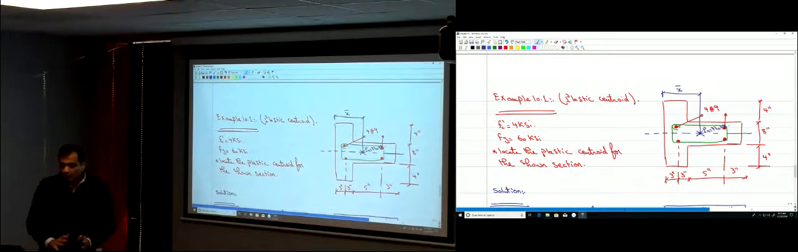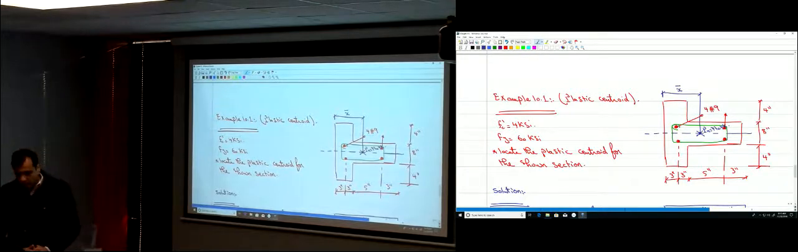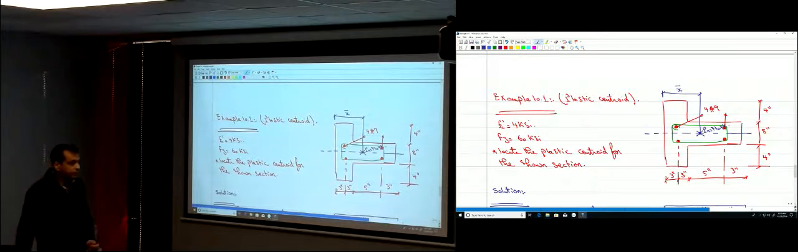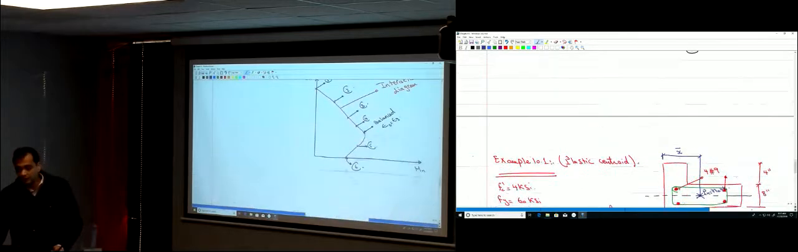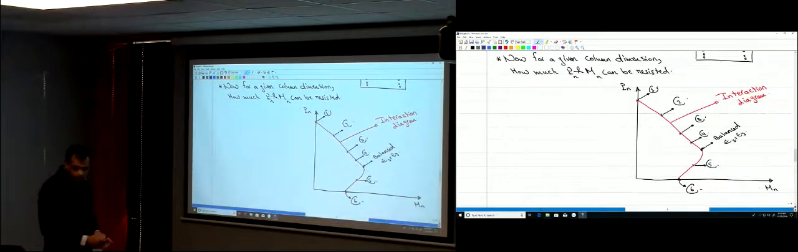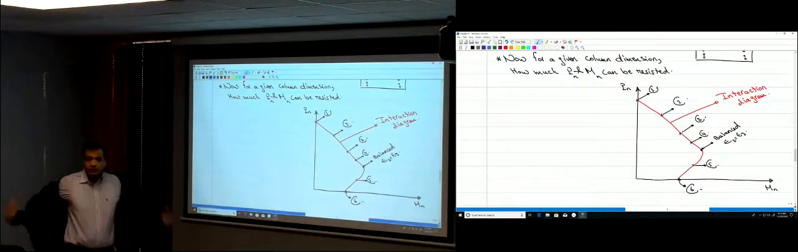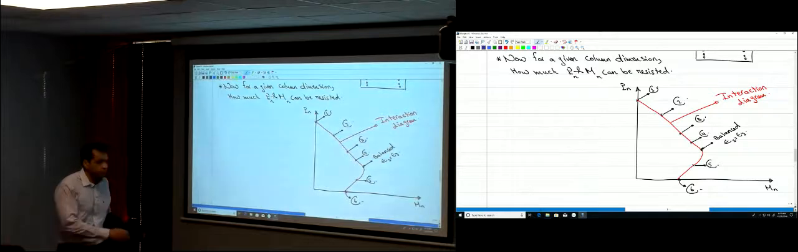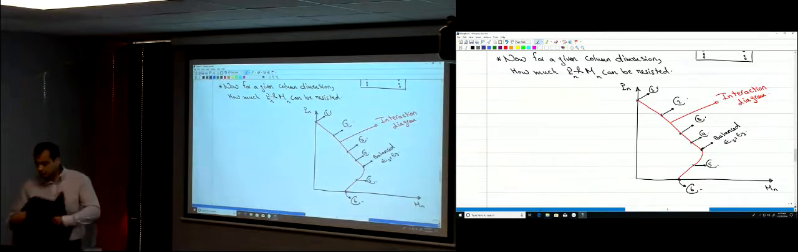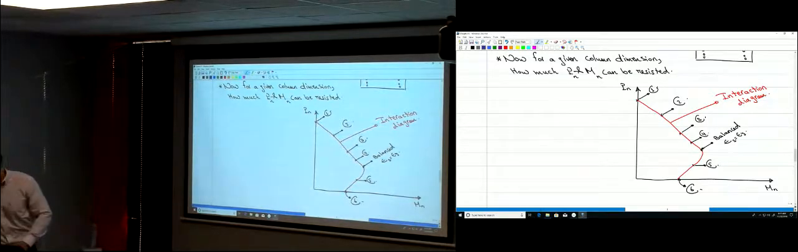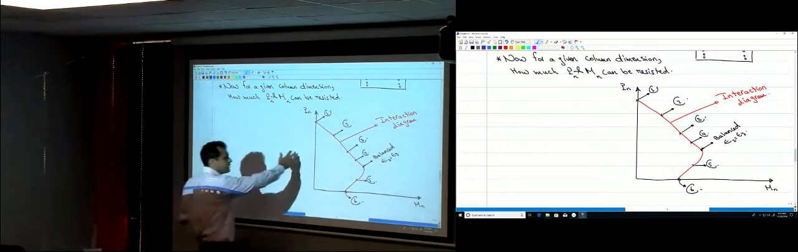Okay. So that's the first example that we wanted to solve. Now we want to solve another example on constructing the interaction diagram. So we said the interaction diagram looks like this. What's the definition of the interaction diagram? It's a diagram, it's a figure, that gives us the relationship between the capacity of the column for the normal force and the moment.